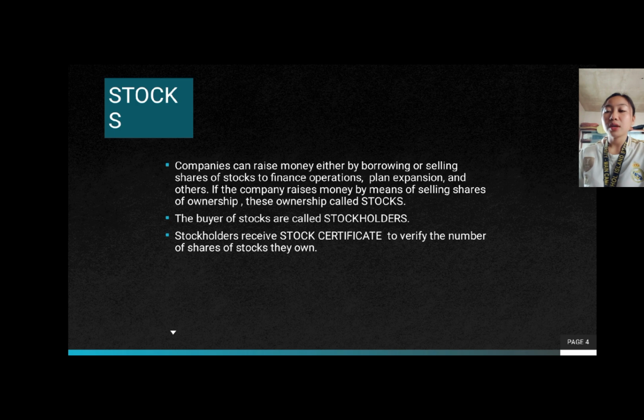Companies can raise money either by borrowing or selling shares of stocks to finance operations, plan expansion, and others. If the company raises money by means of selling shares of ownership, this ownership is called stocks. Stocks are also called company shares. The buyers of stocks are called stockholders. Stockholders receive a stock certificate to verify the number of shares of stock they own.